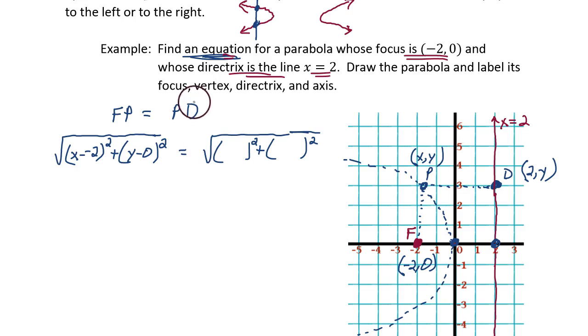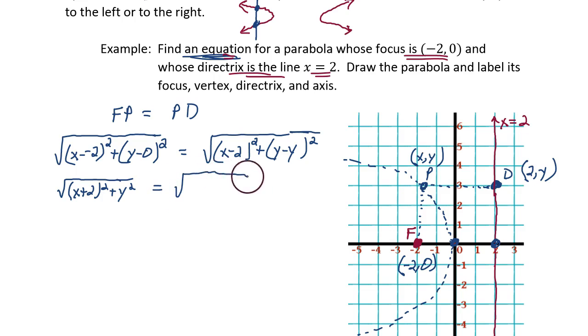Now on the right side, let's look at point P and point D. Subtract the x's and subtract the y's. This is x minus 2, and then y minus y. Now let's simplify on this side. In the square root, x plus 2 squared, and then plus y squared. On the right side, let's simplify. We have x minus 2 squared, and then this part here just turns out to be 0.